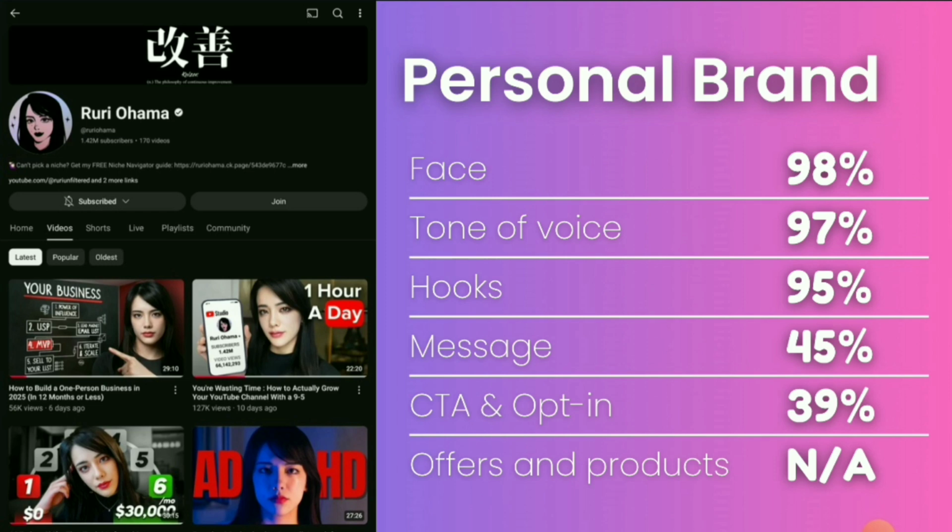The CTA and opt-in, I'll give that even a lesser score, which is 39%. Now, for the CTA, she has a niche navigator guide. That's one. She has a procrastination thing, and she has an ADHD thing also, an opt-in for that. So those are the three opt-ins, three CTAs that I've seen from her.